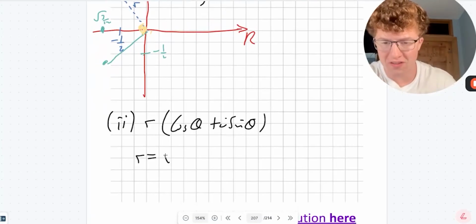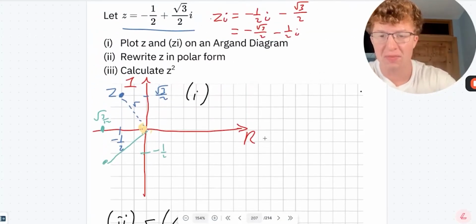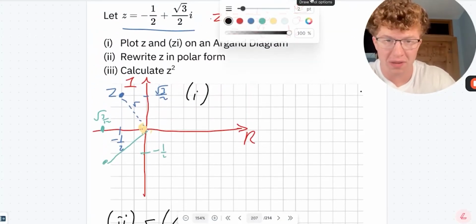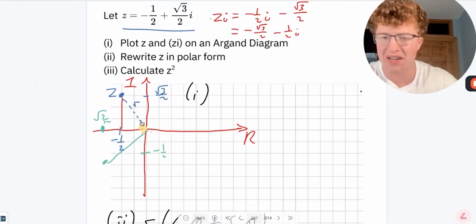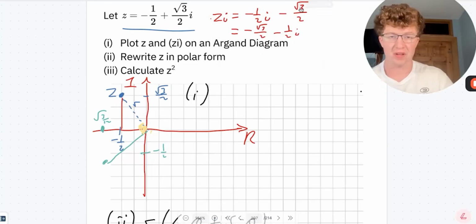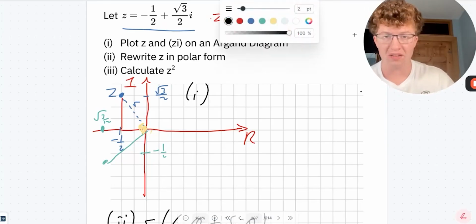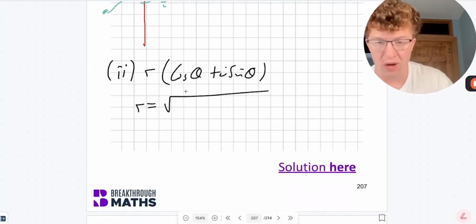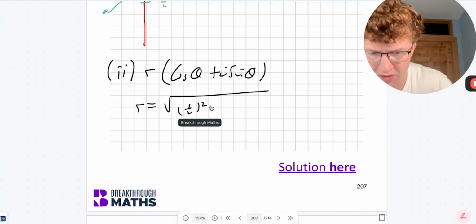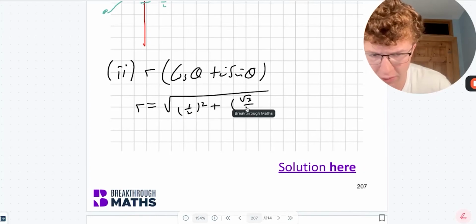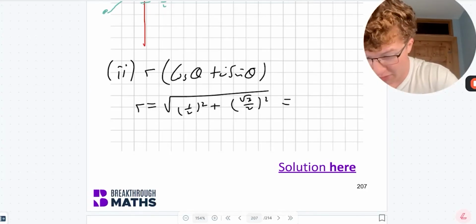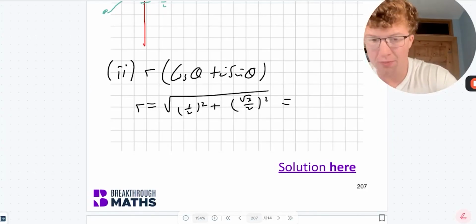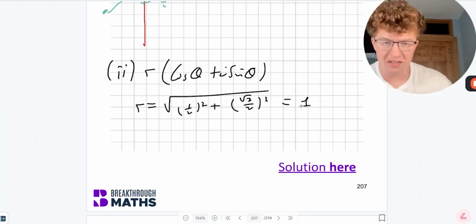r is simple enough, just Pythagoras. So, z, remember, is... I'm going to ruin my diagram here. z is this guy here. So, we're going across minus a half, and then we're going up root 3 over 2. So, using Pythagoras, we're going to have r is the square root of 1 over 2 squared plus root 3 over 2, all squared. So, fill that into your calculator. Square root of 1 over 4 plus 3 over 4. Oh, it's just 1. Okay, so the radius is just 1.